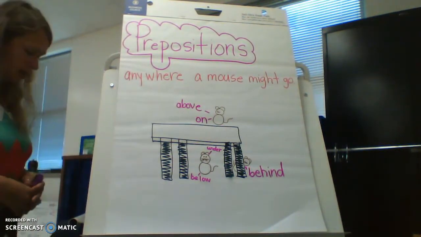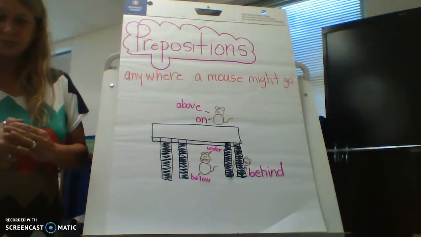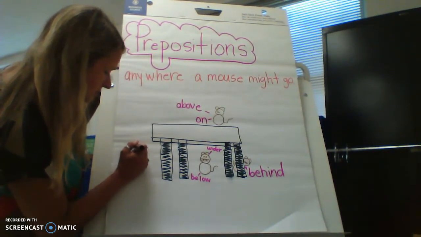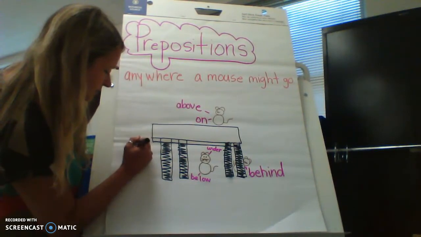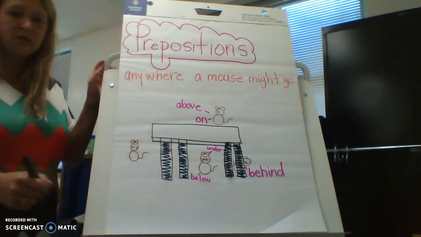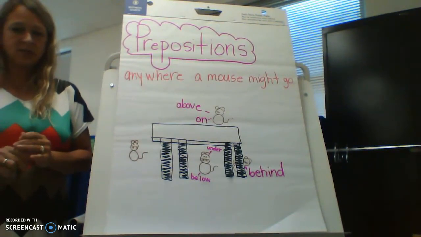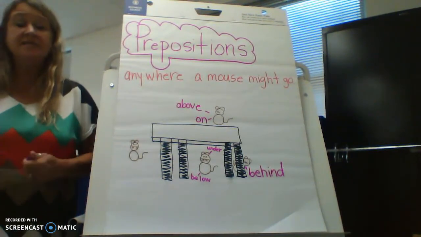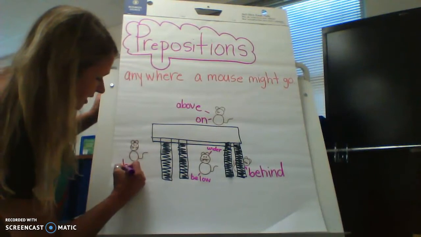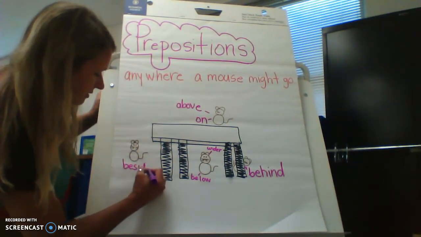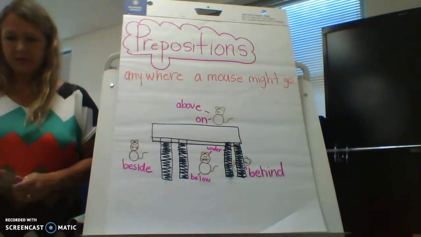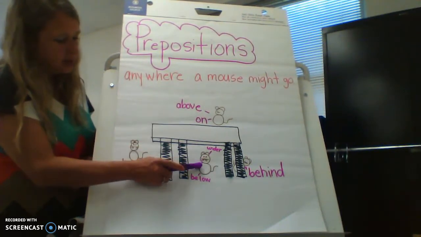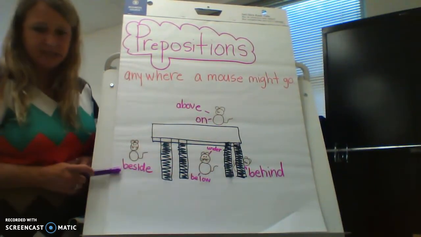What about if the mouse is over here somewhere? He's over here now. So is he on it? Under it? No, he is beside the table now. He is beside the table. So we have above, on, under, below, behind, beside.